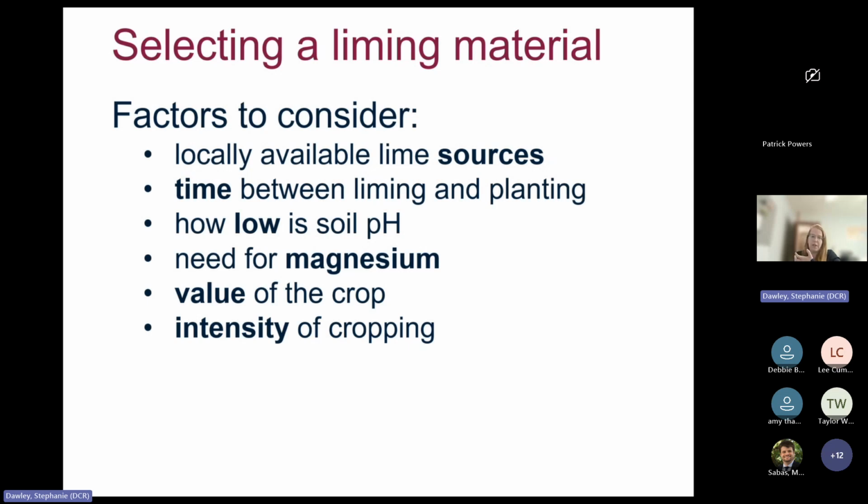How low is the pH? Do you need magnesium? What's the value of the crop, and what's the intensity of the cropping? All those things you can look at and have the discussion to see what would be best for that particular situation.